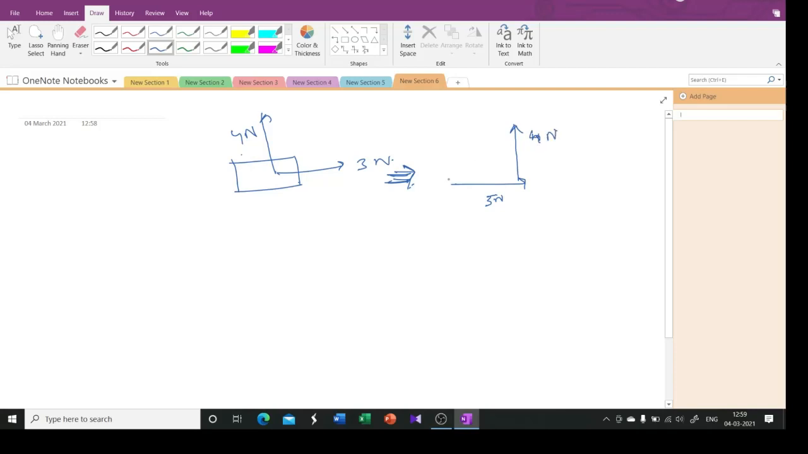So the resultant would be this along this. So the resultant is somewhat like this. This is equal to 5 Newton. Okay. And if this is theta, then alpha is simply tan inverse of 4 by 3. As simple as that. Okay.